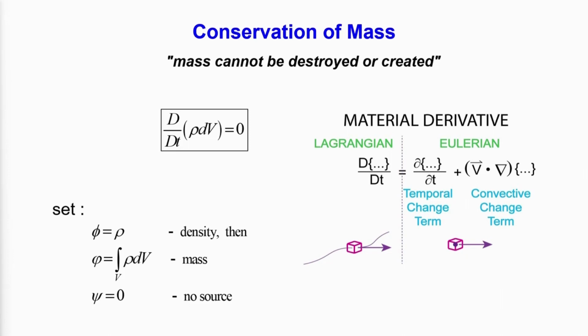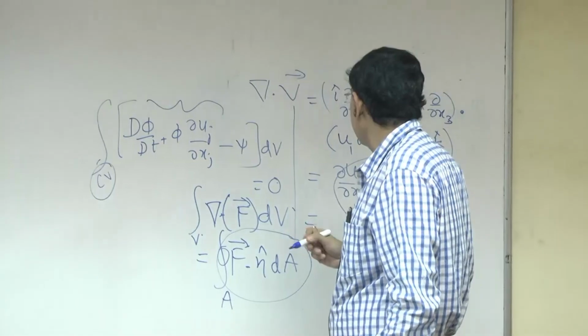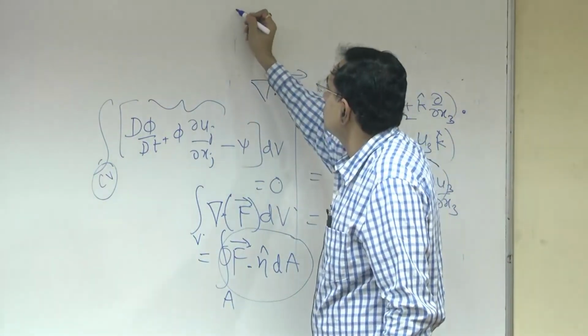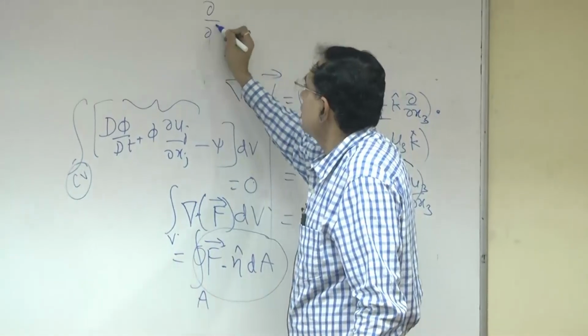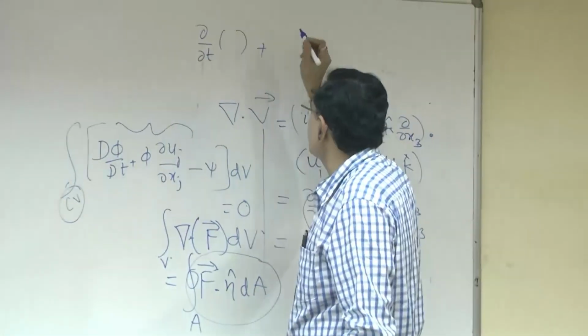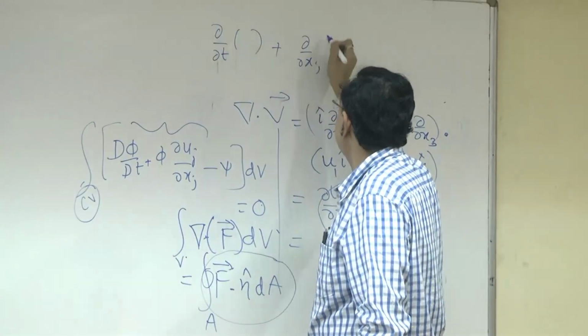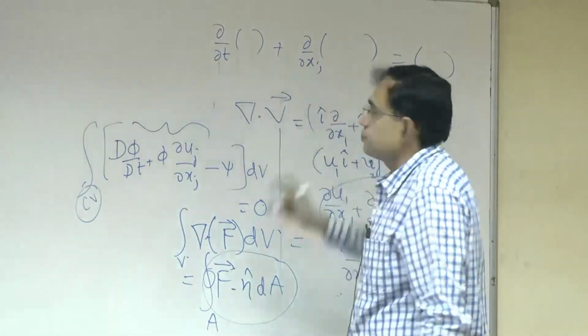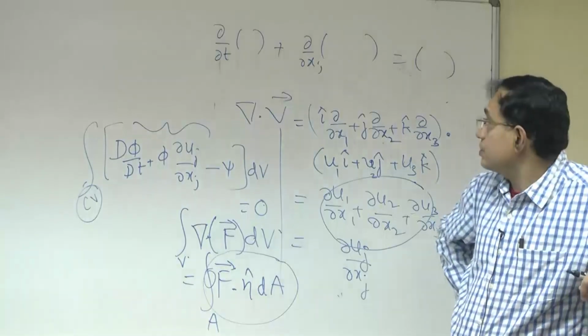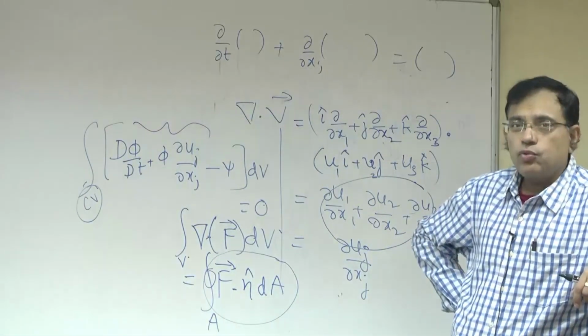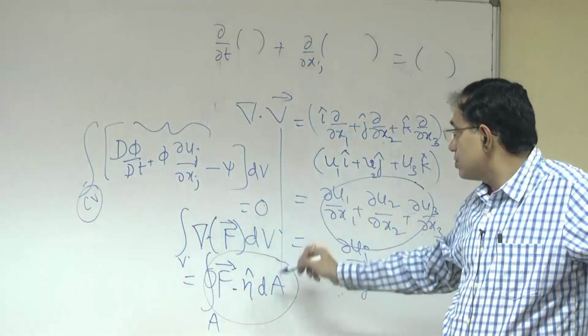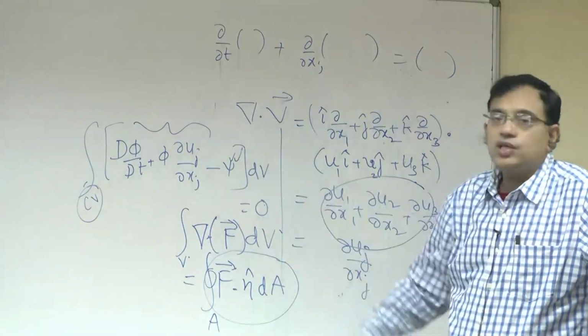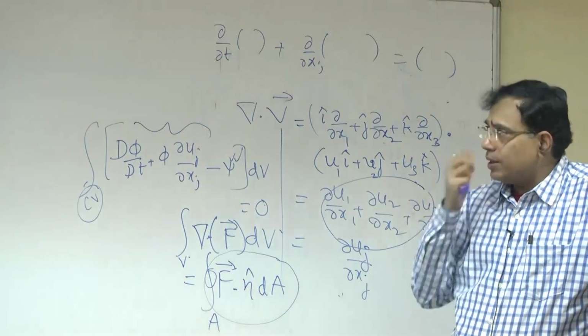In that way we are in a position to describe all the physical laws with this mathematical framework, where you have a time derivative plus a spatial derivative, and you have something on the right hand side. Okay. Whatever is on the right hand side is this psi. So, this is generation.